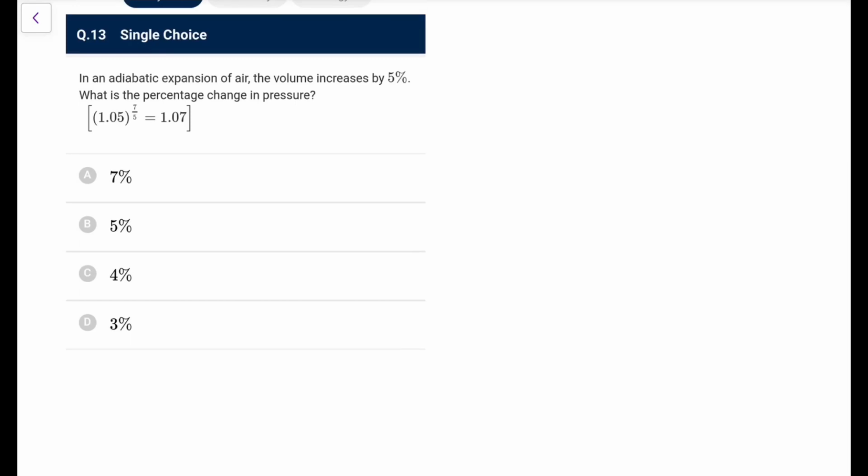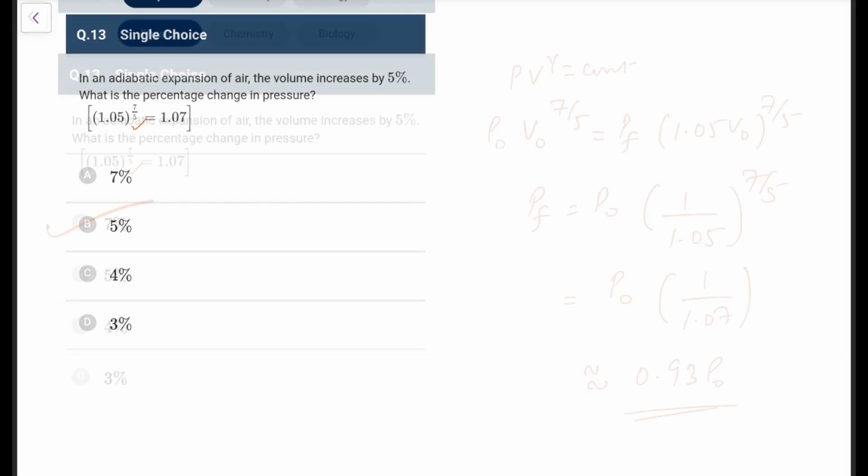Next one. In an adiabatic expansion of air, the volume increased by 5%. What is the percentage change in pressure? In an adiabatic expansion of air, it is also given to be treated as diatomic.